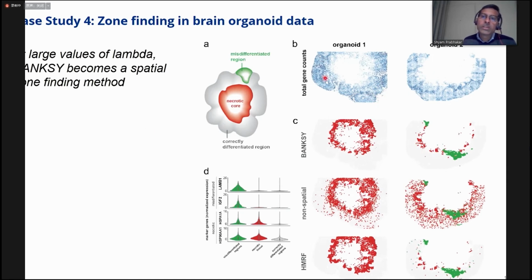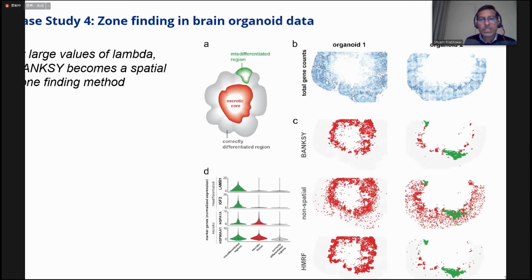These are the brain organoids. These are the total gene counts. You can see here that in the center of these organoids, you're not detecting many genes. Why is that? Because the center of the organoid is necrotic. But still, there's some cells near the periphery of the outer edge of the center.